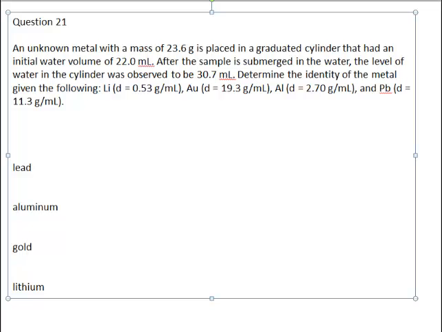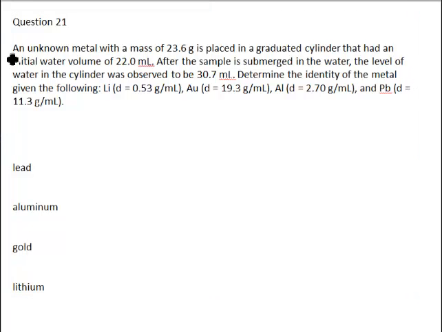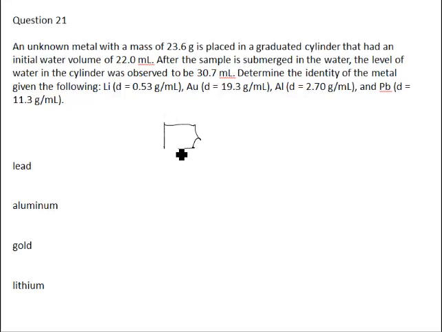Okay, question 21. Now we have an unknown metal with a mass of 23.6 grams. It's unknown what it is, right? But we do weigh it, and it's 23.6 grams. And it's placed in a graduated cylinder. So I have a cylinder filled with water, I assume.